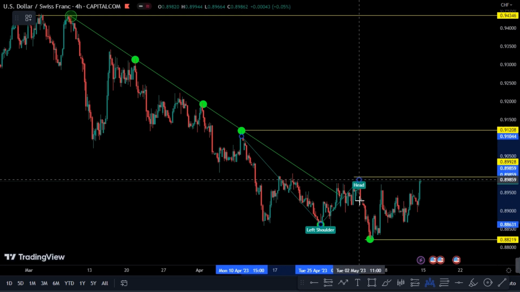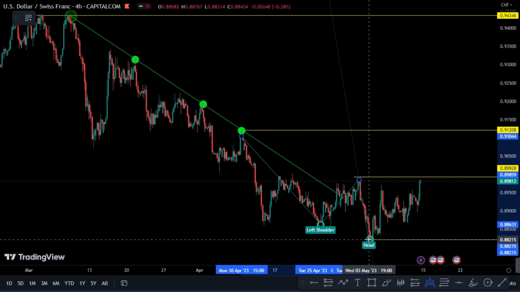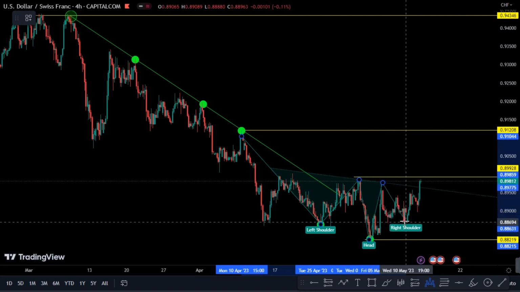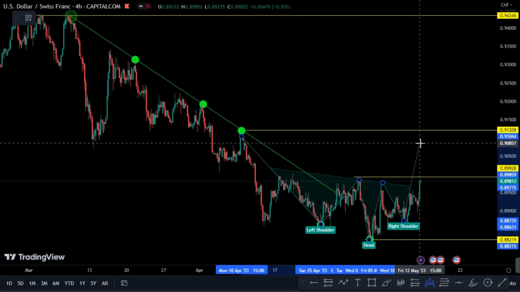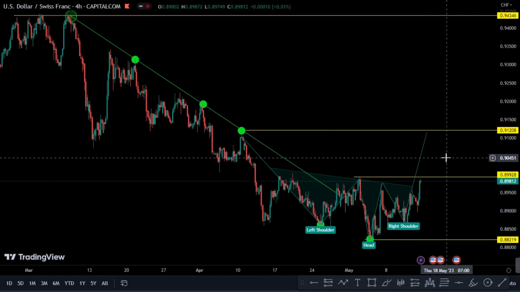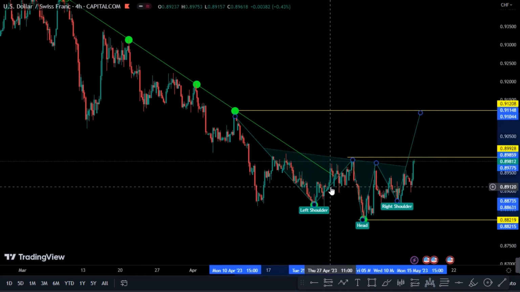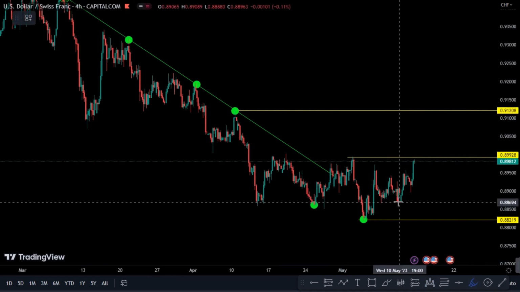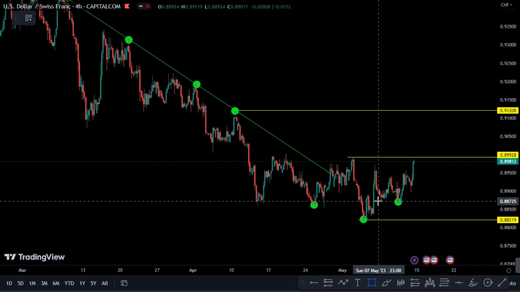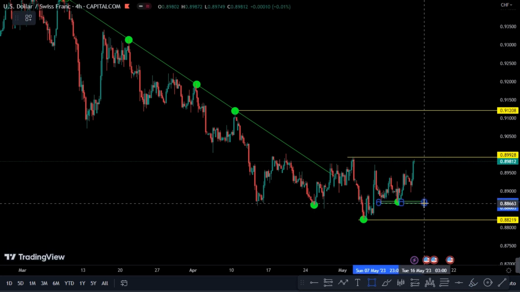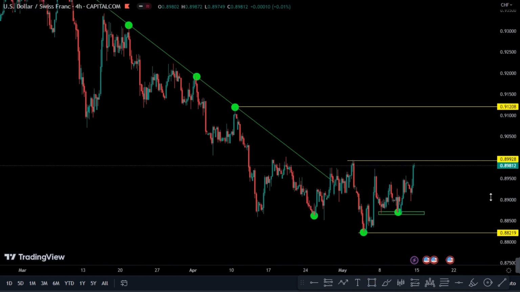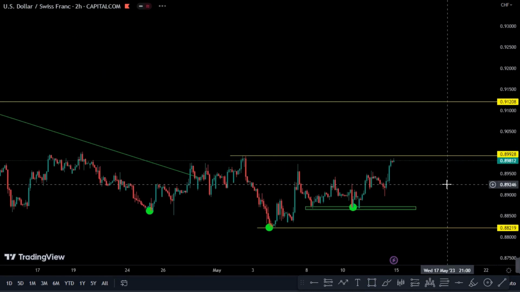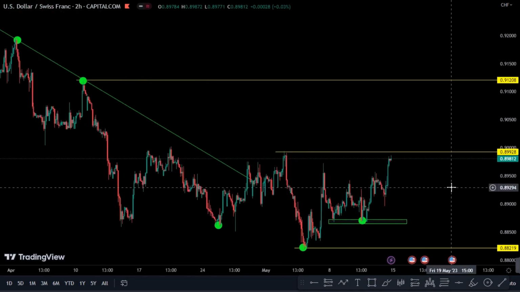Okay, this would be our left shoulder, and then this area here would be our head, and then we would have this area here being our right shoulder, and then we would anticipate a push to that structure like that. Okay, so now I'm going to clear that, but yeah, this is what I'm talking about when I'm talking about this inverse head and shoulders that we are anticipating here. It might not be clear on a 4-hour chart, so let's move to a 2-hour chart and see what our price action is giving us.